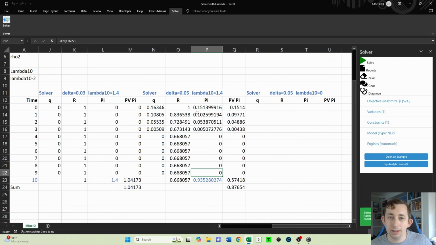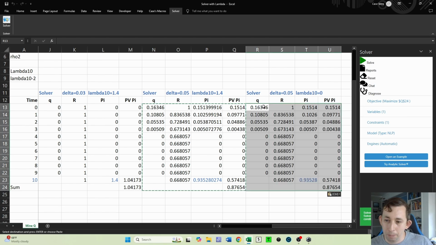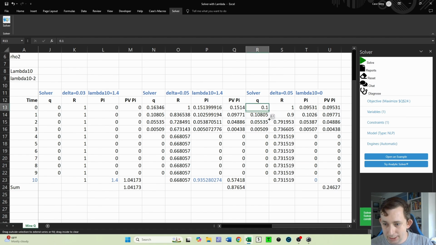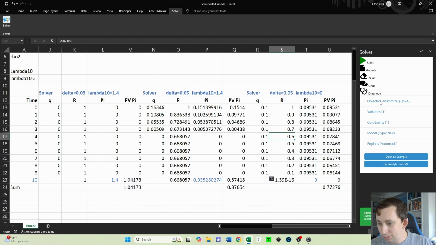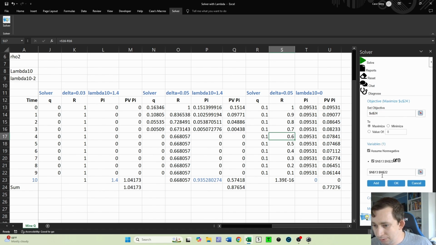And so finally, we'll do this problem where we'll do Solver with delta equal 0.05 and lambda 10 equal to 0. So this will go back to being 0, and this will go back to being 0.1 for now. So I'll just reset that. So here's 0.1. And now what we're going to do is instead of Q24, we're going to maximize U24. And now the variables, instead of Q's, are going to be our R's. So this is R13 through R22.